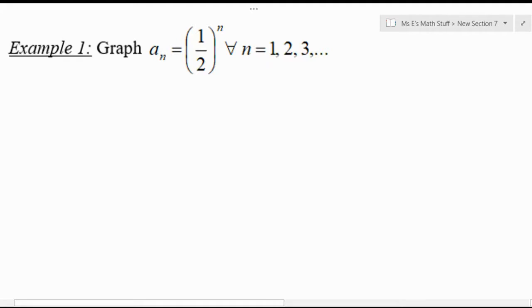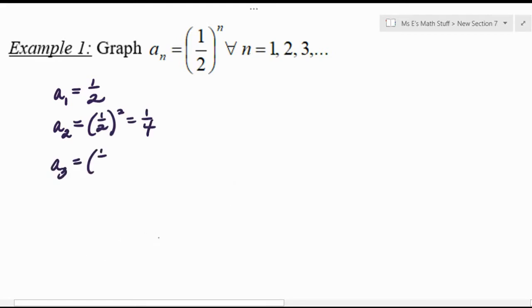And so if you let n be 1, then what would a sub 1 mean? It would mean the first term. Anyway, using the rule, just letting n be 1, you'd get a sub 1 is 1/2. The second term, which could be called a sub 2, would be the quantity 1/2 squared or 1/4. A sub 3 would be 1/2 cubed, which would be 1/8. A sub 4 would be 1/2 to the 4th, etc.